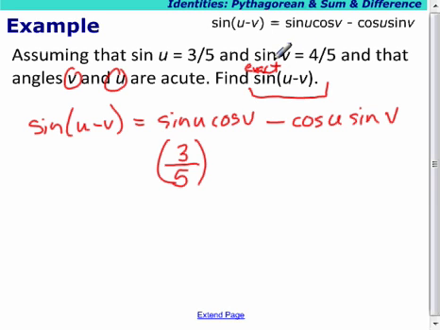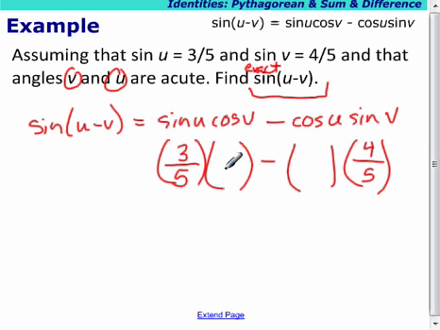Cos, they don't tell me what that is. Oh, they tell me sine of v is 4 over 5. That's this one over here. So I know the sine of v is 4 over 5. But I don't know what the cos of u, nor do I know what the cos of v are. I need to determine what those are before I can proceed and finish off this calculation.